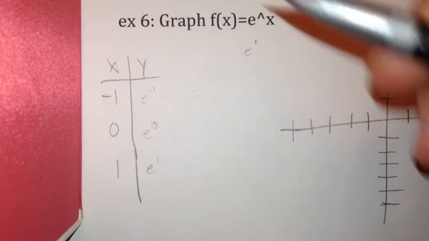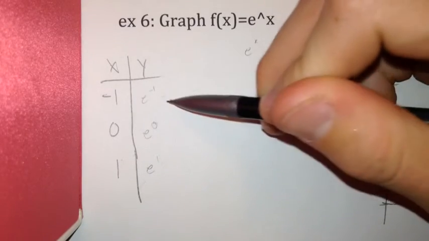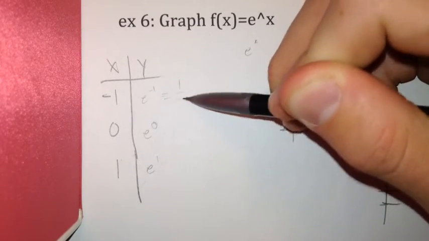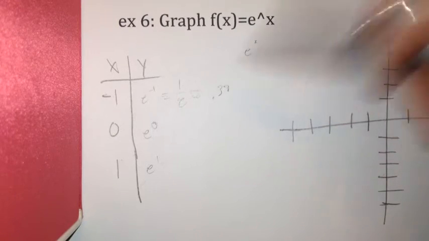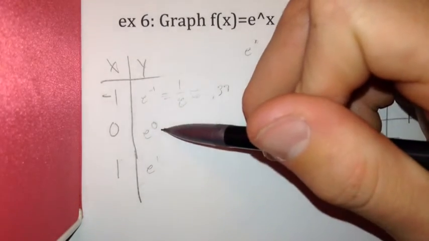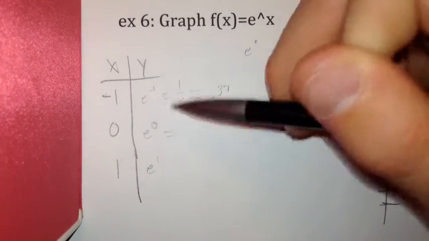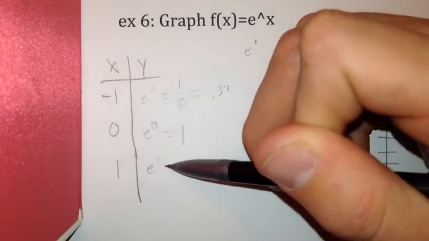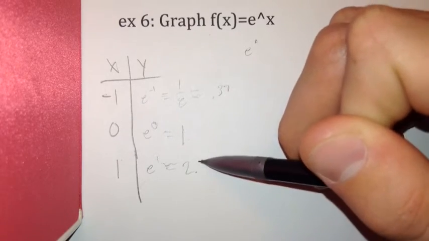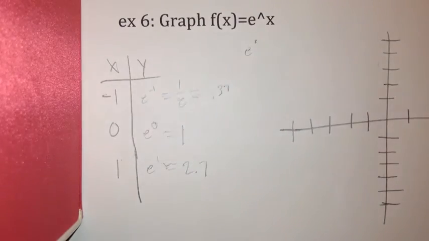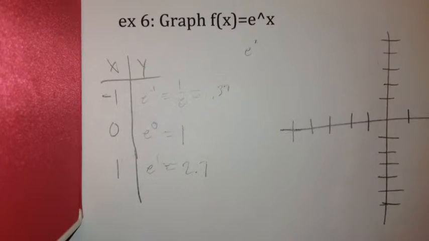And so we do the exact same thing we've been doing for this whole time. So we have e to the negative 1, which equals 1 over e, which is equivalent to 0.37. Next we have e to the 0, which is of course 1. And finally we have e to the 1, which is 2.7. Trust me, you can look it up in your calculator. It's the same thing.